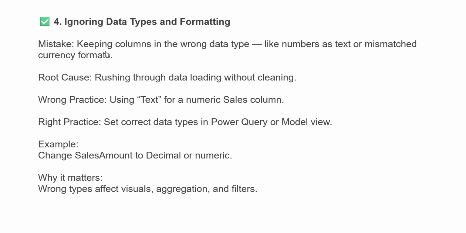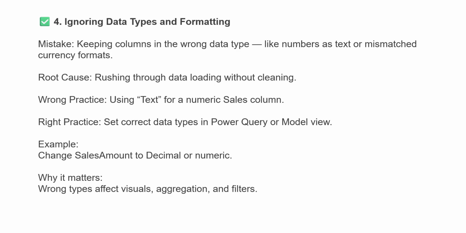This is a mistake. The mistake means keeping columns in the wrong data type, like numbers as text or mismatched currency formats. So it will not be good practice. If there is a wrong column data type present, then for the numeric columns we have to use a number only. For text or categorical data, we give the text type. The root cause is rushing through the data loading without cleaning. So it will be a problem.